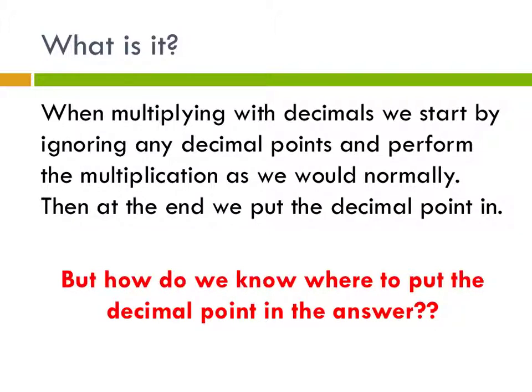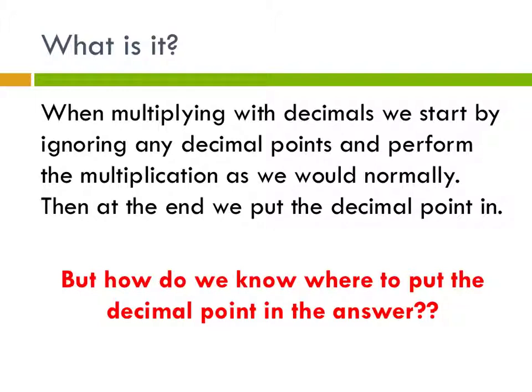We start by ignoring any decimal points. Stick with me, okay? Because I know that seems confusing if I just say ignore the decimal points. But we perform the calculation as we would normally and just ignore the decimal points. And then we put the decimal point in at the end.